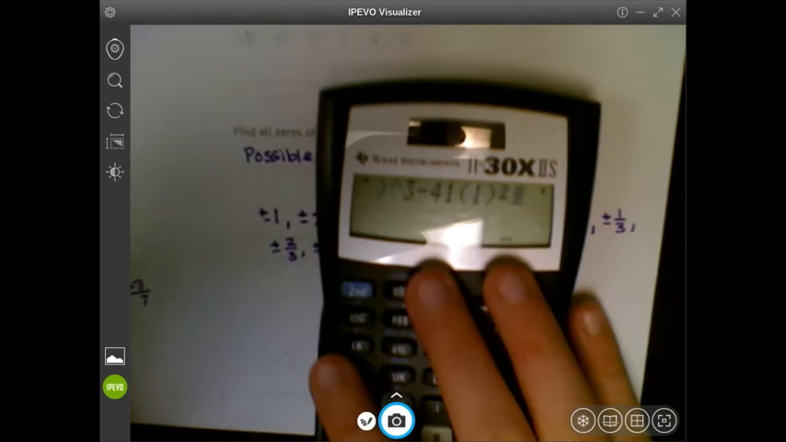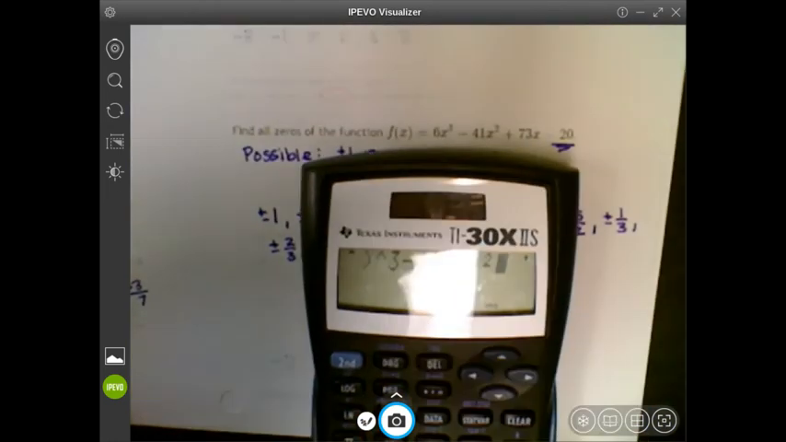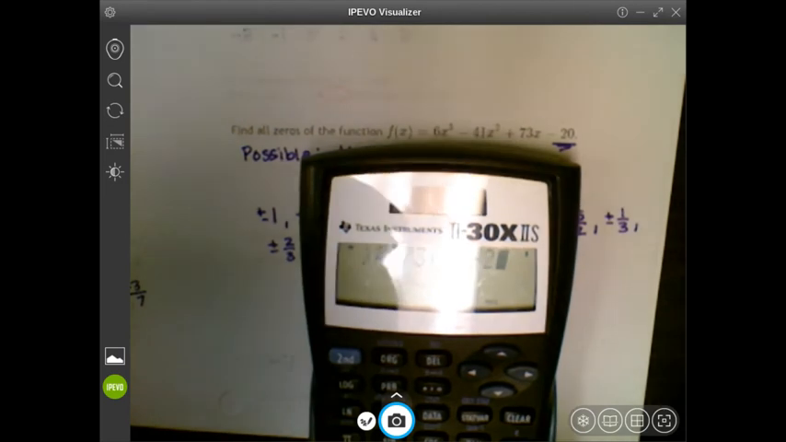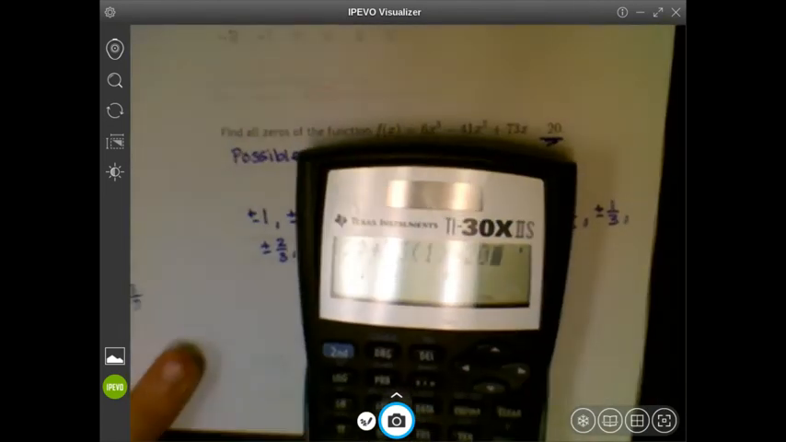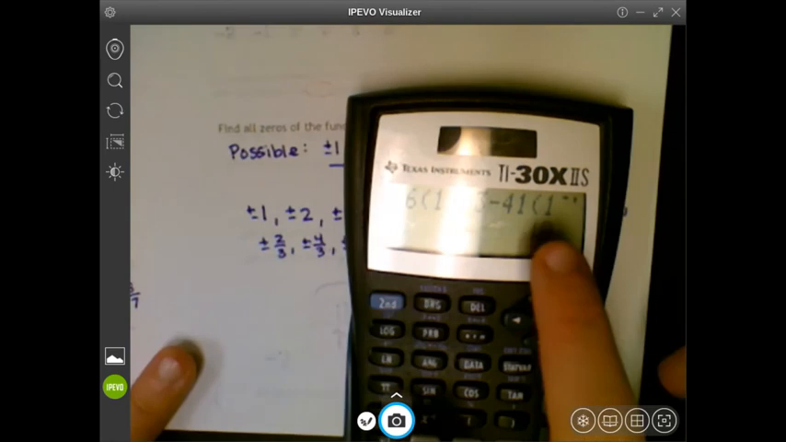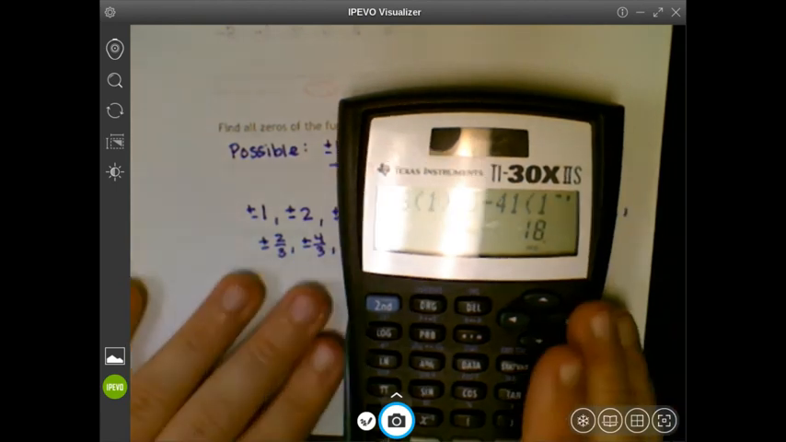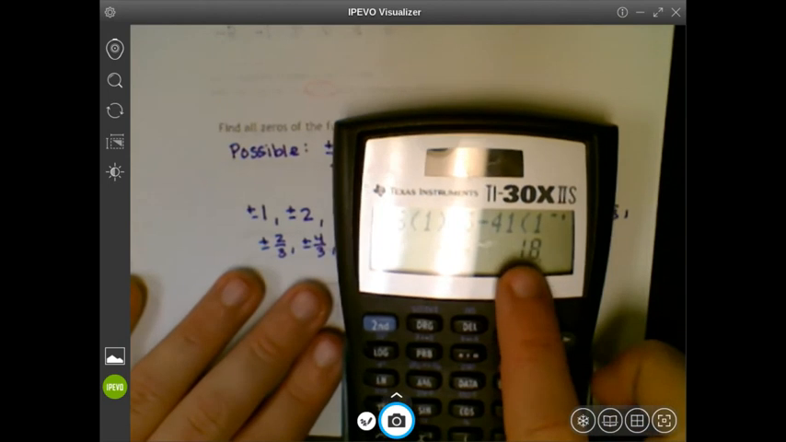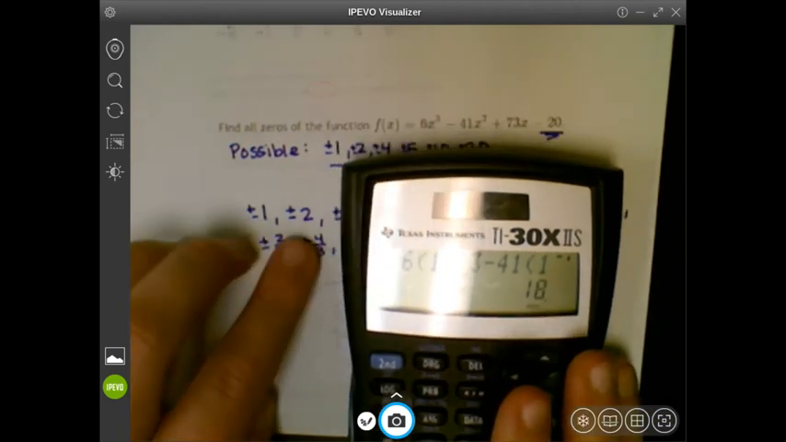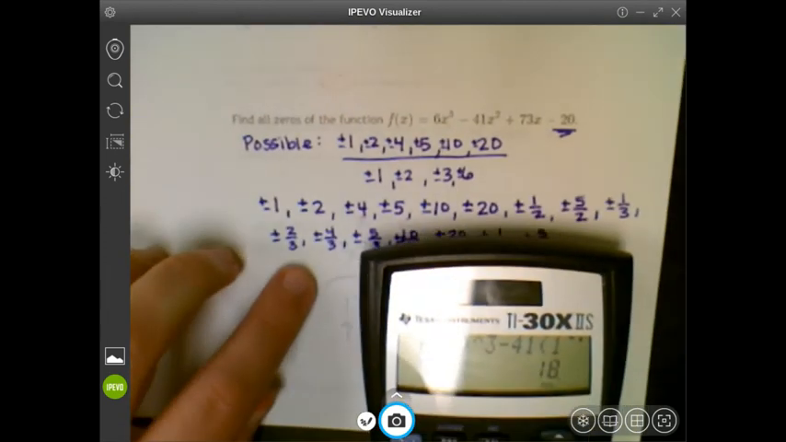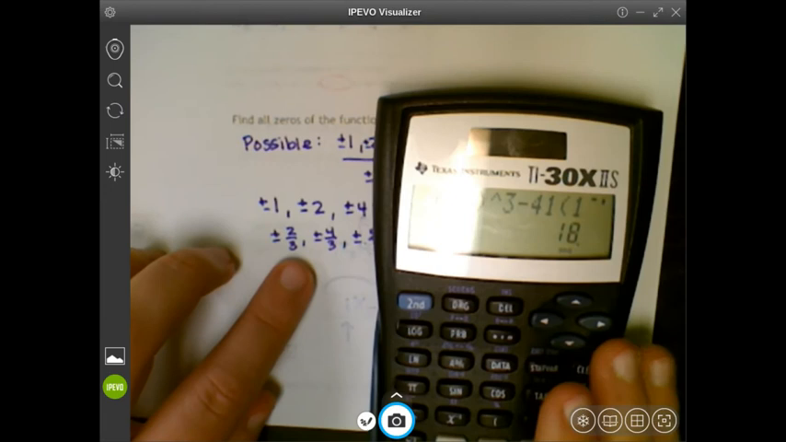All right, and then plus 73 times 1, and then you have a minus 20 at the end. When you hit enter, if this is 0, then that is a 0 of the polynomial. So you type it in, you hit enter. If you get a 0, it's a 0. If you don't, then it's not a 0, and you have to move on. So what I'm going to do next is I'm just going to keep going along the list until I find one. The nice thing is you don't have to retype.